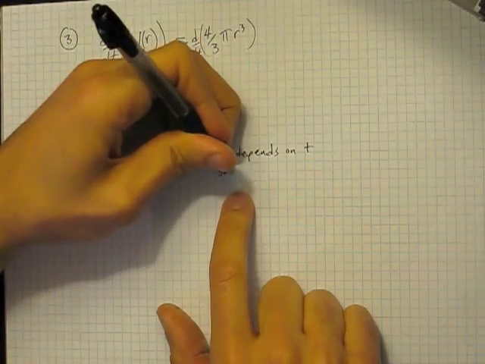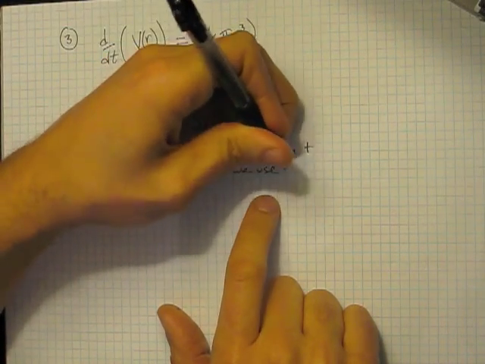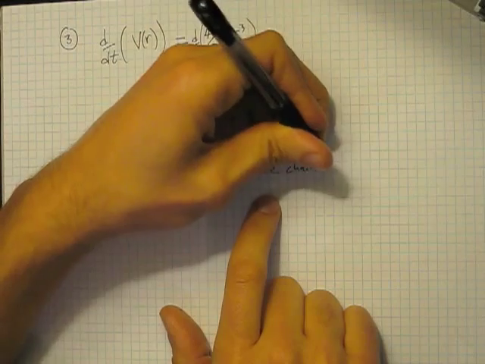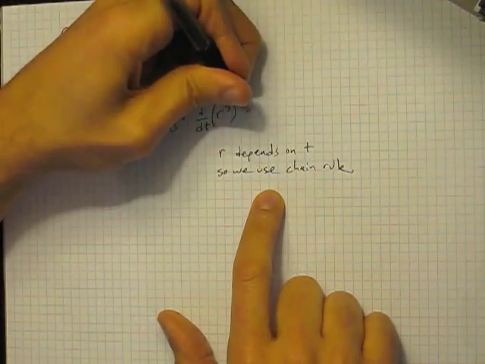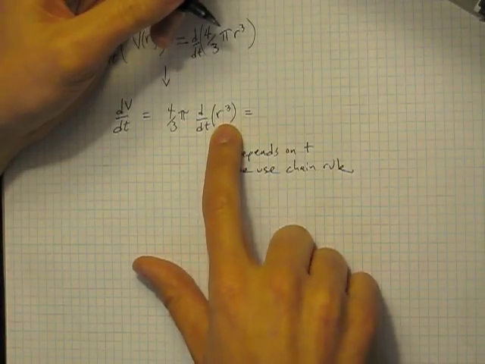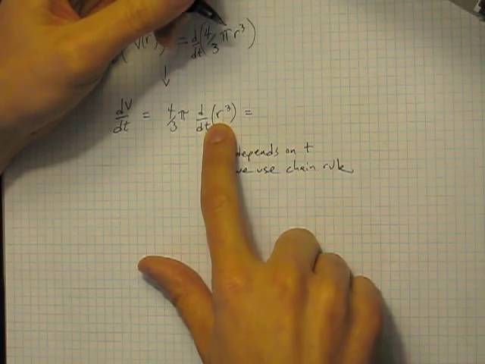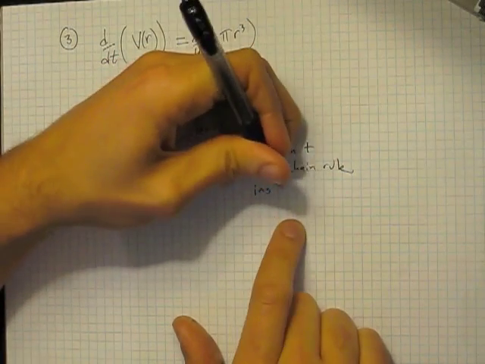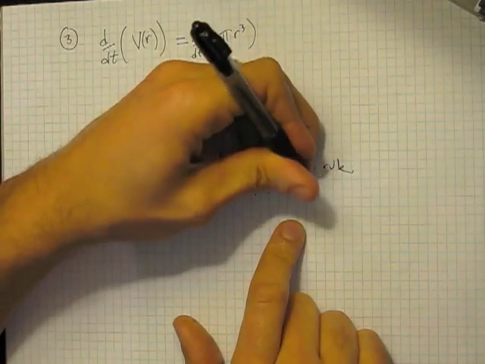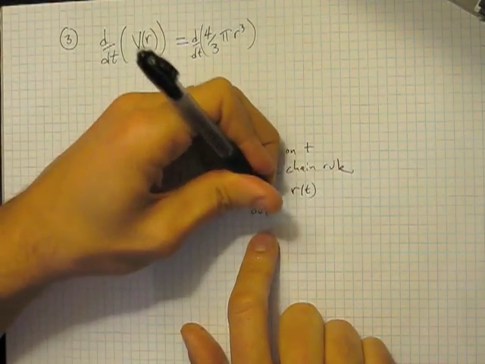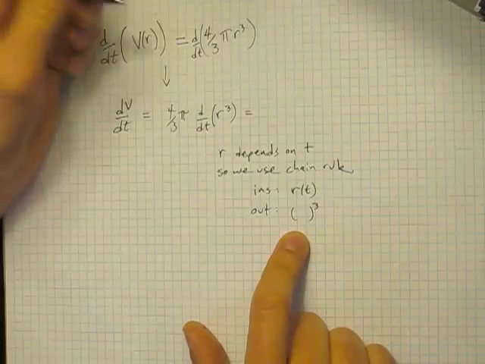So we use the chain rule when we take this derivative. So how does the chain rule work? We've got an inside function. The inside function is r of t. And the outside function is just cubing.